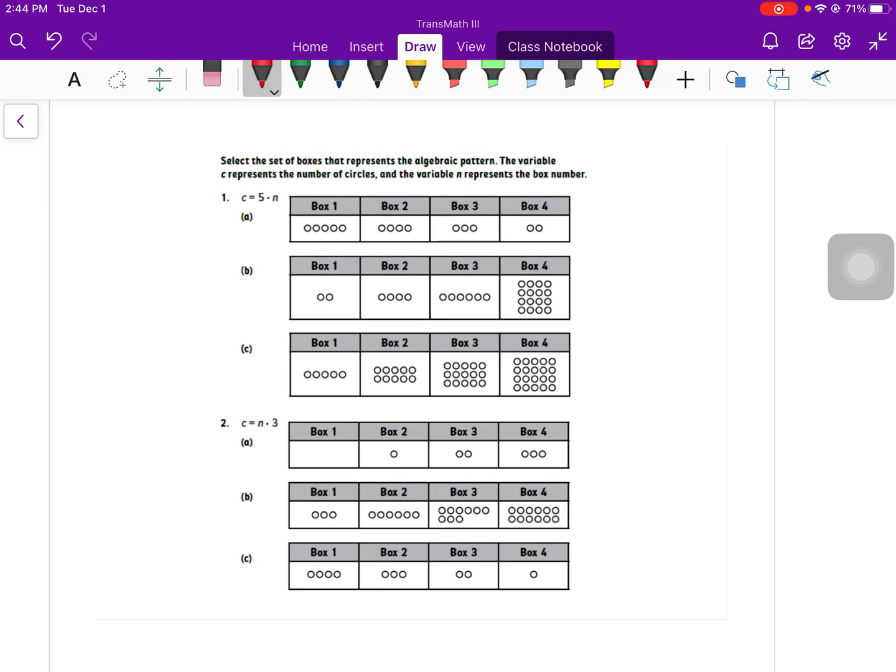Go ahead, pause the video, work out these warm-up questions. Shouldn't take you very long. You just got to pick A, B, or C, which picture represents the equation that you are given. So number 1, C equals 5 times N.